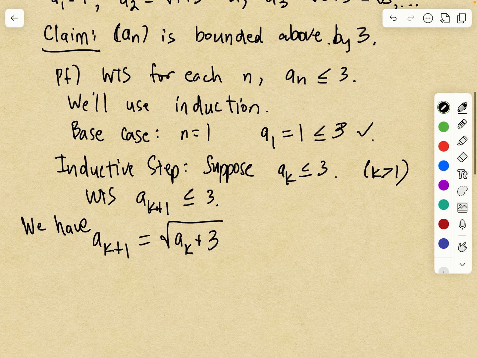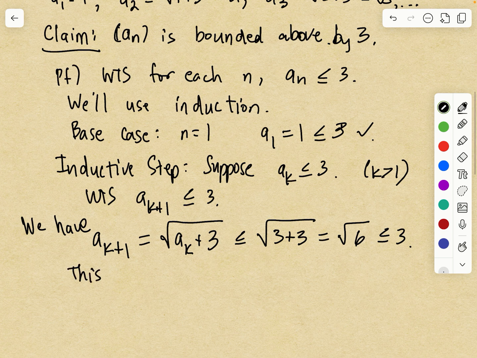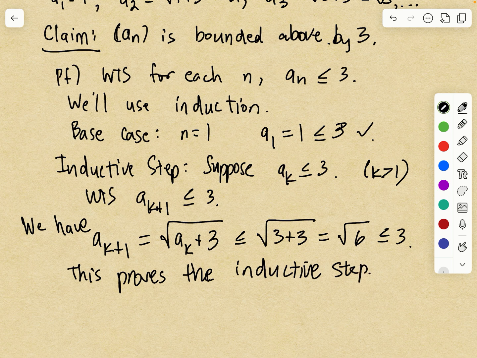So we have a_k less than or equal to 3, and so the inside is less than or equal to the square root of 3 plus 3. Well, 3 plus 3 is 6. The square root of 6 is in fact less than or equal to 3. And so that proves the claim; this proves the inductive step. And since we have the base case, we conclude that the sequence is in fact bounded above by 3.